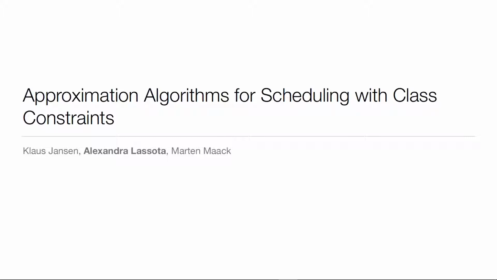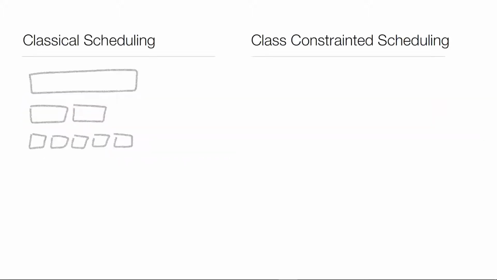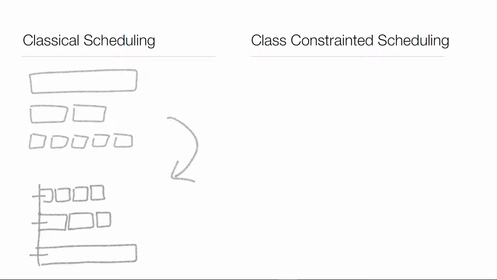Before we go into our results, let us first have a look at what is class constraint scheduling. I think most of you are familiar with the classical scheduling problem, where we are given n jobs, each with a certain processing time, here displayed by the length of the bar. Now we want to schedule them, let's say, on 3 machines, and the goal is to minimize the makespan, so the finishing time of the latest machine.